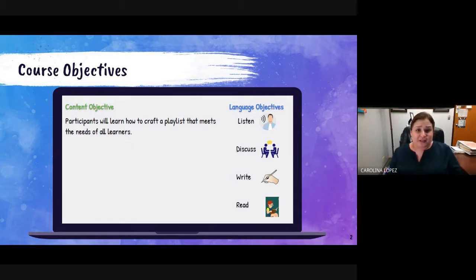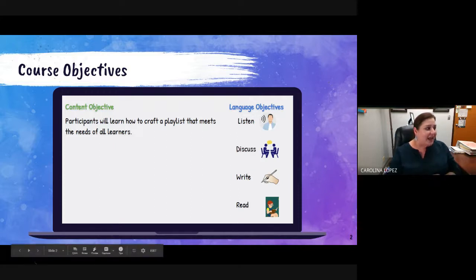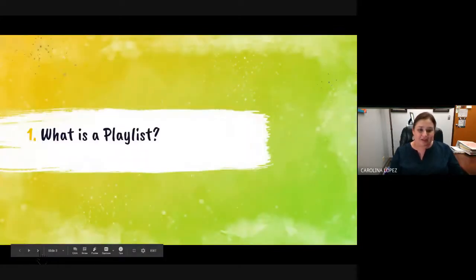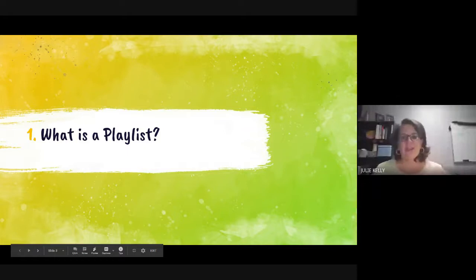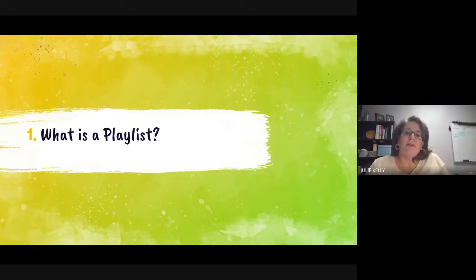Throughout this session, you will be using your language domains. You will be listening. We'll have an opportunity to discuss. You're welcome to take some notes, type in the chat, and, of course, read information that is presented on the screen. So with that said, we'll move along. The first question is, if you'll please unmute yourselves, what do you think is a playlist? What's a playlist?